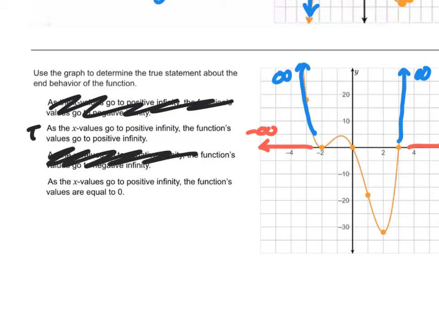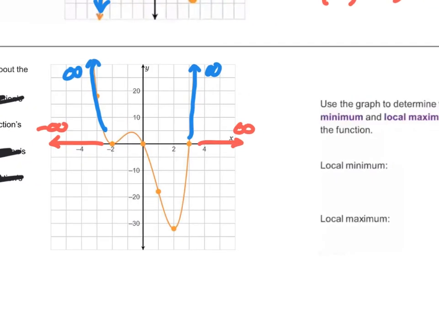They're going to positive infinity. Okay, so then on the last one is x values go to positive infinity, the function values are equal to 0. And that's also false. The y values, the function values are getting bigger. So this is also false. Okay, so that second one was true.